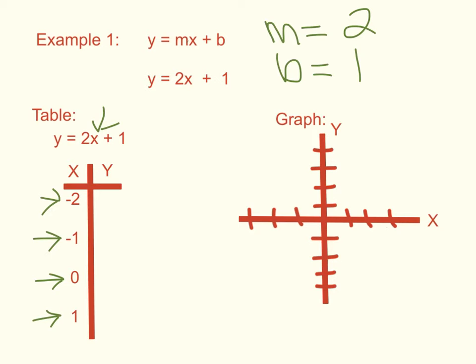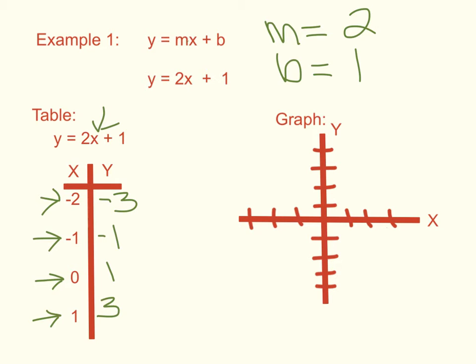So when we take 2 times -2 plus 1, we get -3. When we take 2 times -1 plus 1, we get -1. When we plug in 0 and have 2 times 0 plus 1, we get a +1. And when we plug in 1 to x, we get 2 times 1 plus 1, which is +3.